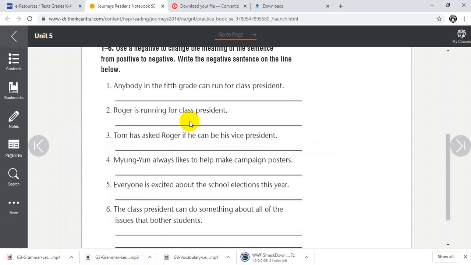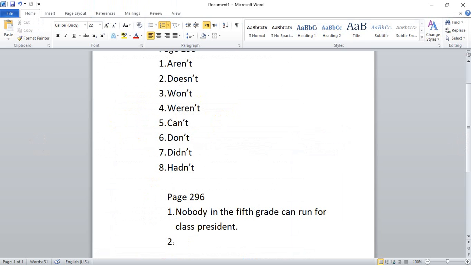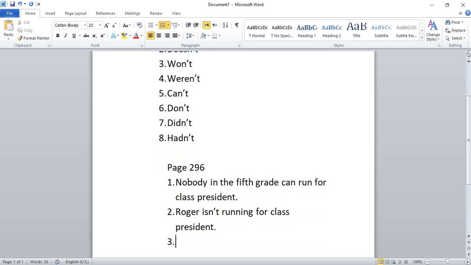Roger is running for class president. So what are we going to do over here? We're going to change the verb into a negative. Roger isn't running for class president. We're going to say Roger isn't running for class president. Okay, number 3.